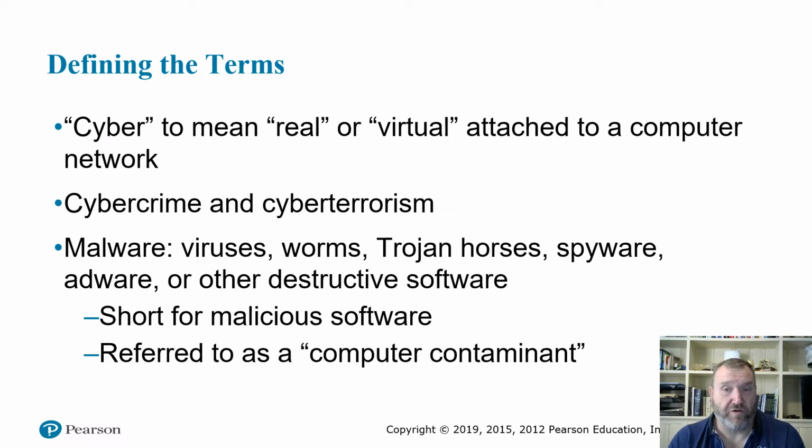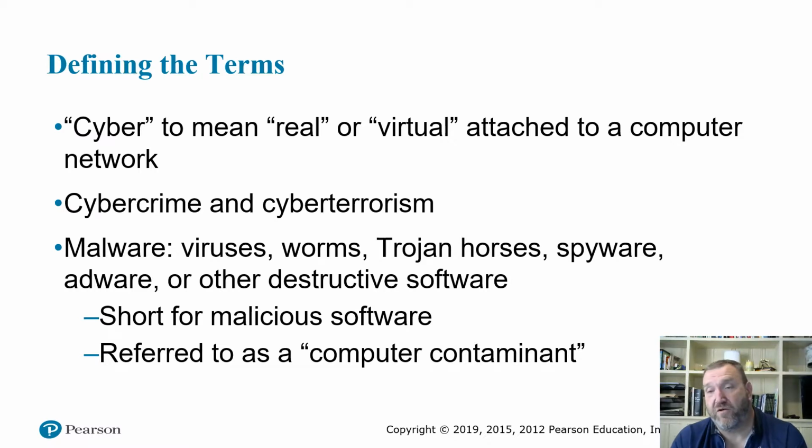So terrorism works by intimidating and putting fear, where cybercrime is more of a financial gain. I'm going to do something because I know I'm going to have a reward. So my reward is going to be money. It's going to be some type of fiduciary gain. And then we have malware, and malware can be used by the terrorists. It can be used by cyber criminals.